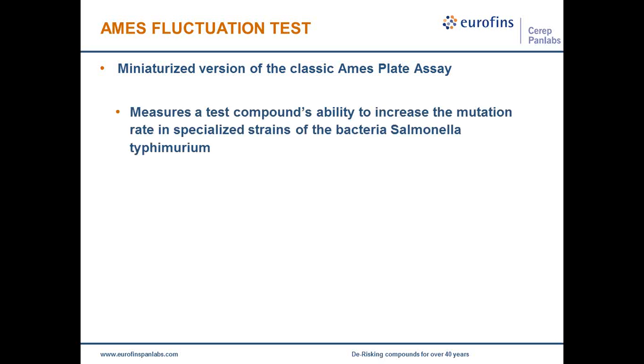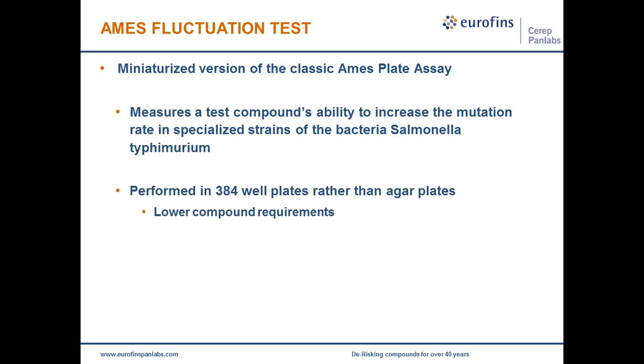These tests measure the same thing you would measure in a classic Ames test, which is the ability to increase the mutation rate in the Salmonella bacteria. These tests are usually performed in 384 well plates rather than the agar plates, and thus require much less compound. They get performed earlier in the process when the amount of compound available is not as great.